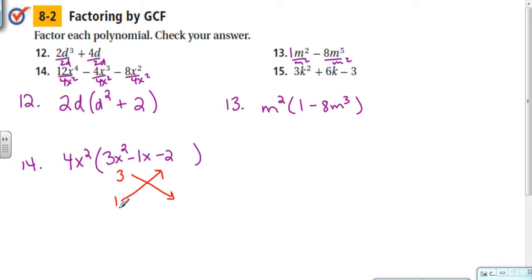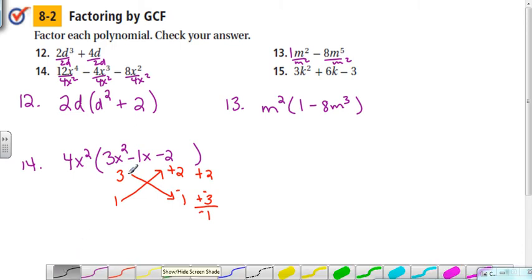So 3, I can do 3 times 1. To get negative 2, I can do negative 2 and a positive 1. So if I multiply going down, that's 3. If I multiply going up, that's negative 2. If I add those together, I get positive 1, not negative 1. But if I switched these signs, then this would be a positive 2. This would be a negative 3, and that does give me a negative 1. So this can actually be factored one more time.